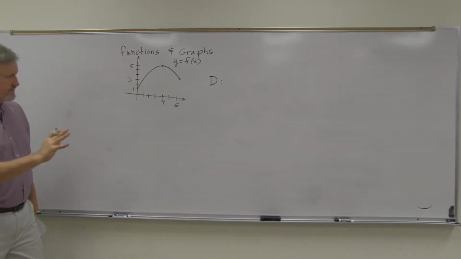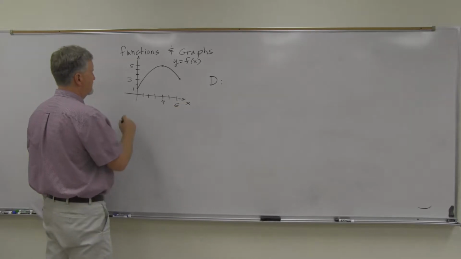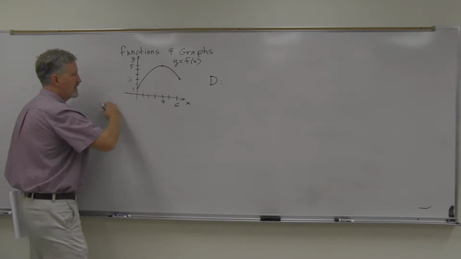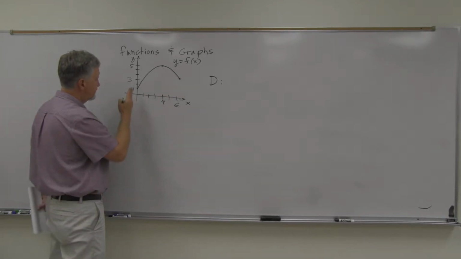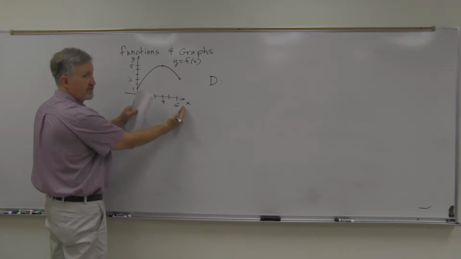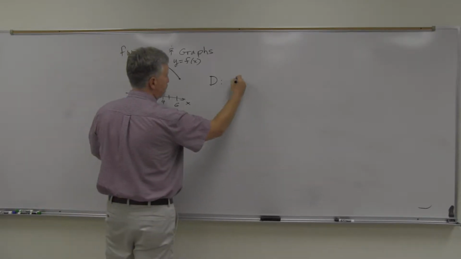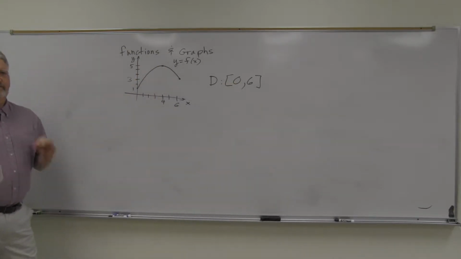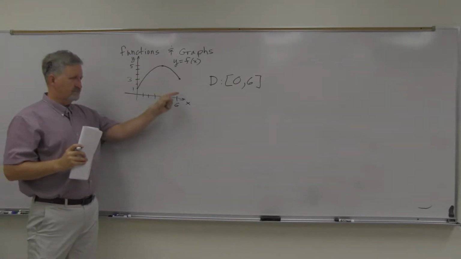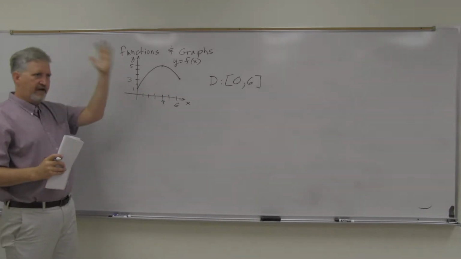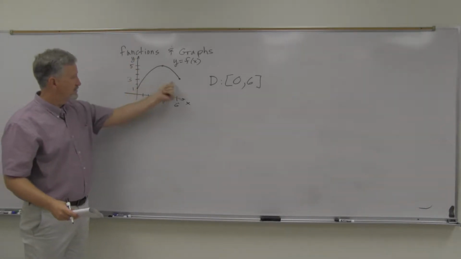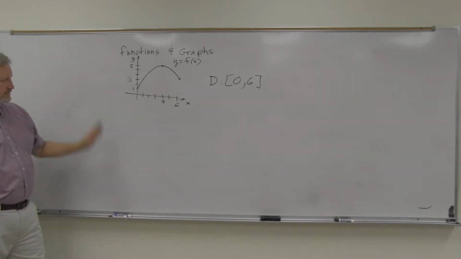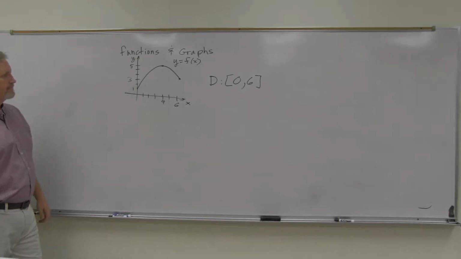The domain are the x values. So they come off the x-axis, if you will. And in this particular case, the x values, I don't go out to infinity or negative infinity. I just go from here to here, don't I? 0 to 6, including 0, including 6. So if they've got it shortened, if you will, truncated, whatever the word you want to use there, they want you to say, well, the domain's just where those x's run from. Okay?